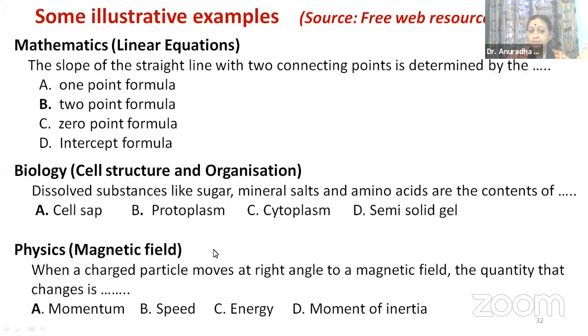These are simple questions. When a charged particle, this is in physics, moves at right angle to a magnetic field, the quantity that changes is... see now, this is a slightly harder question. You're not just asking for a definition of momentum or a definition of what energy means and so on, but you're asking the student to identify what is meant by it. You're not asking to explain or choose the right answer for the meaning of moment of inertia. You're giving him some kind of example and you're asking him to choose.